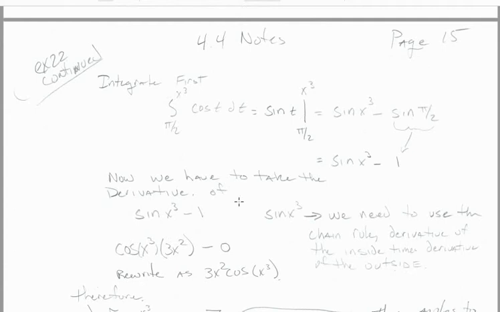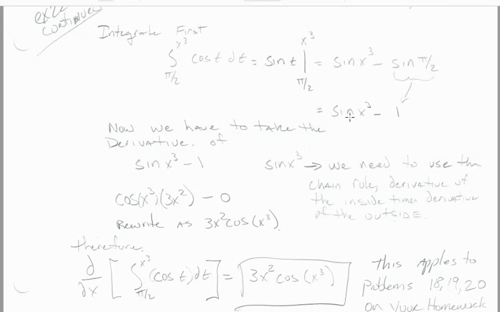So first step is still we're going to integrate. We have the integral from pi over 2 to x cubed of cosine t dt. The antiderivative of cosine of t is sine of t. We're going to evaluate that from pi over 2 to x cubed. So we end up with sine of x cubed minus sine of pi over 2. Note, sine of pi over 2 is 1. So our function is actually sine of x cubed minus 1.